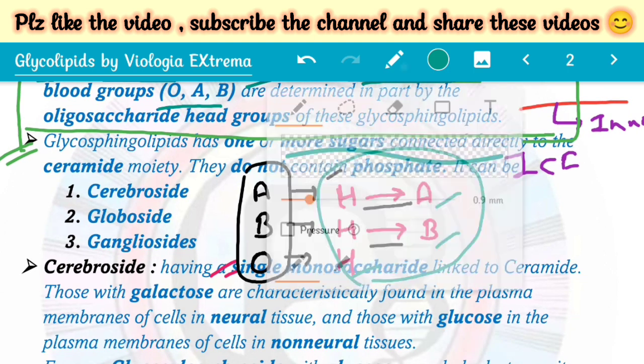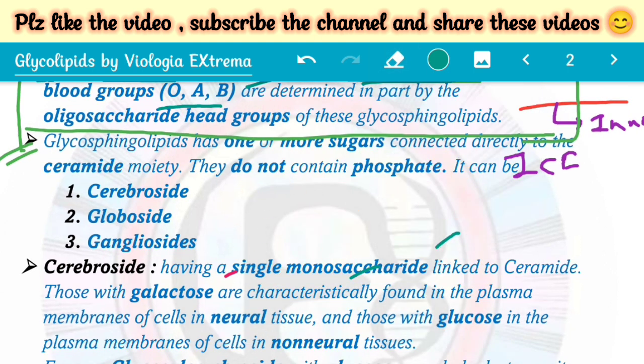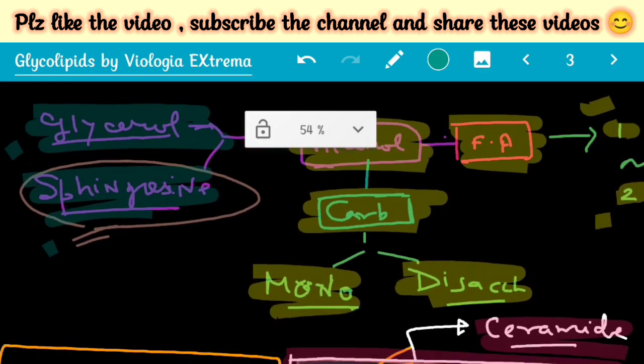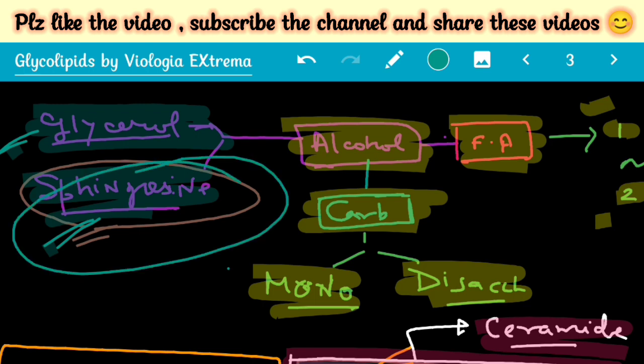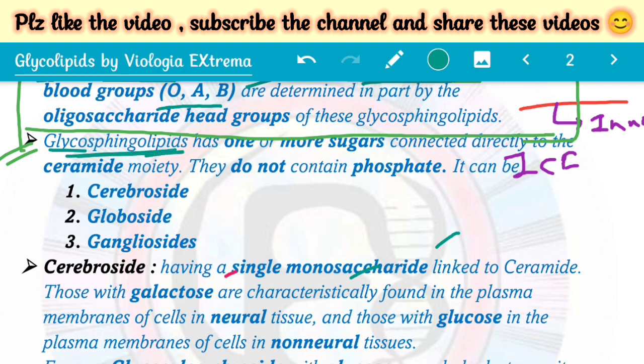Now, what we studied is that glycolipids can be divided into glyceroglycolipids and sphingoglycolipids. We are studying the sphingoglycolipids first. Glycosphingolipids do not contain any phosphate, obviously. Phosphate is not going to be present in any glycolipid. If there is a phosphate, then it's a phospholipid, and we have a different category for it. We have studied cerebroside, globoside, and ganglioside.